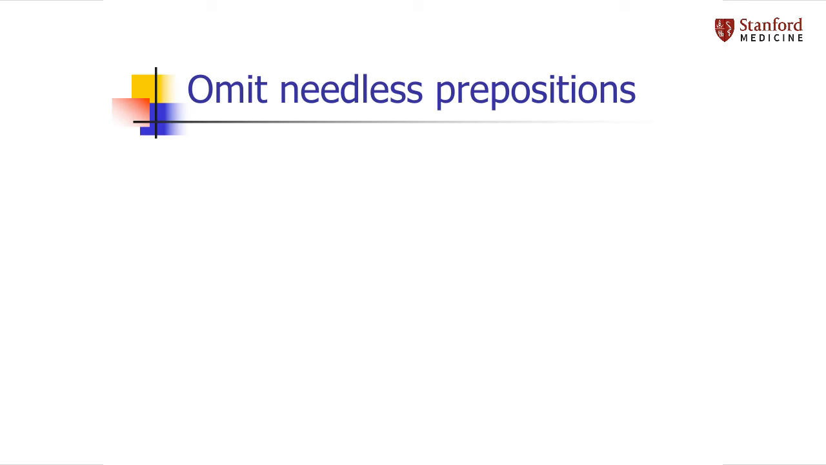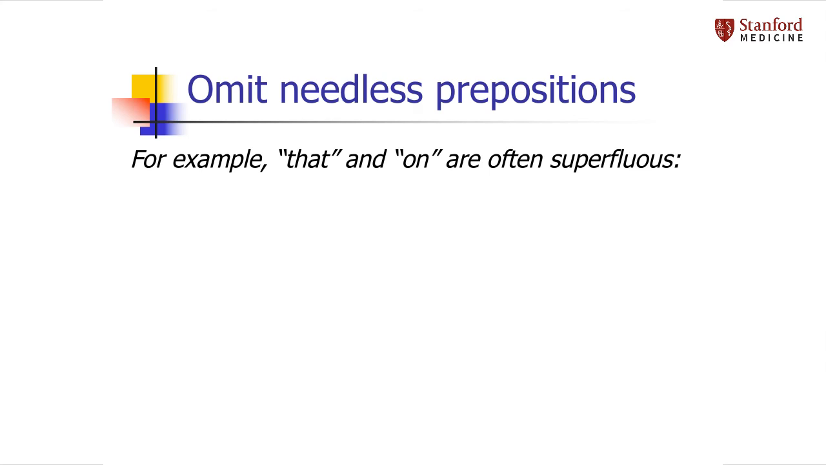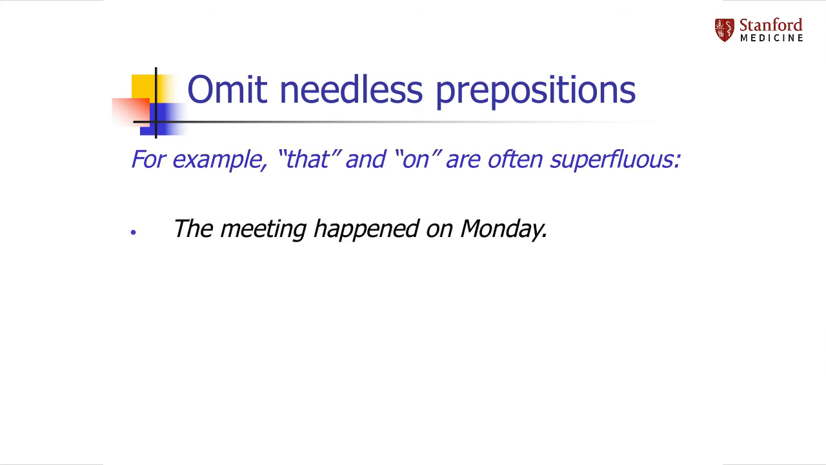Finally, another thing that I want you to start paying attention to are needless prepositions. Often prepositions like that and on are completely unnecessary, and when you have to get your word count down, like in an abstract, this is a good place to strip some extra words. For example, the meeting happened on Monday. Well, actually, that on is unnecessary. You could just say, the meeting happened Monday.